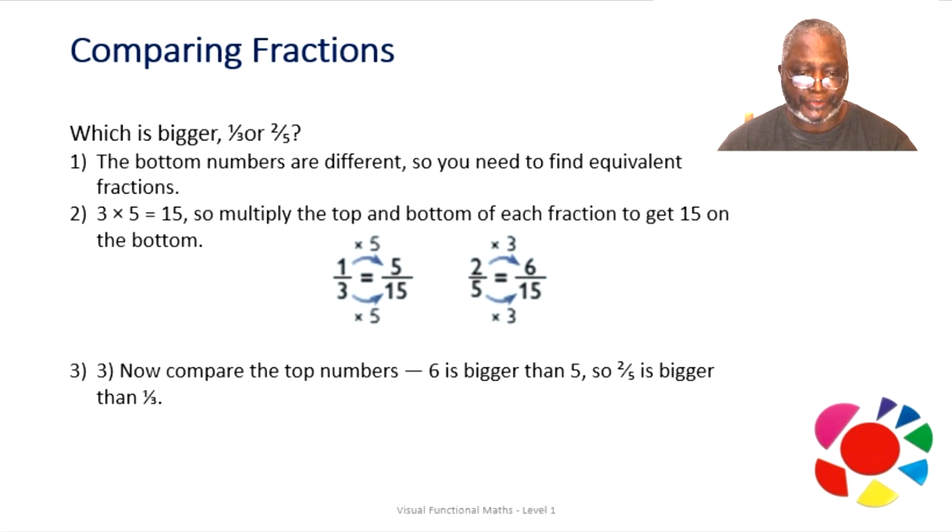Which is bigger, 1/3 or 2/5? The bottom numbers are different, so you need to find equivalent fractions. 3 times 5 is 15, so multiply the top and bottom of each fraction to get 15 on the bottom, and that is multiply them by 5. 1 times 5 is 5, 3 times 5 is 15. Now you can compare them because they have the same bottom numbers. So 6 is bigger than 5. 2/5 is bigger than 1/3.